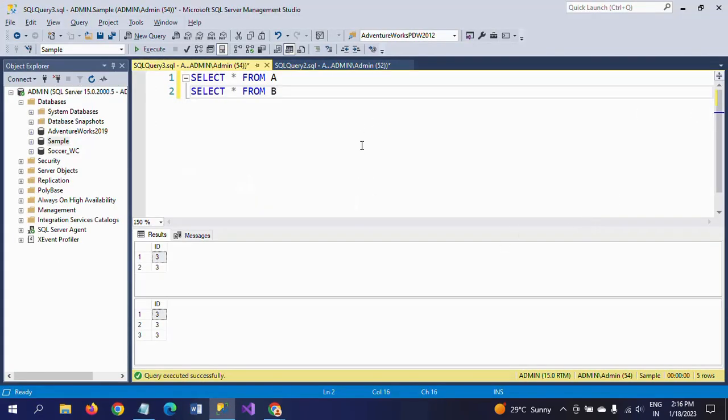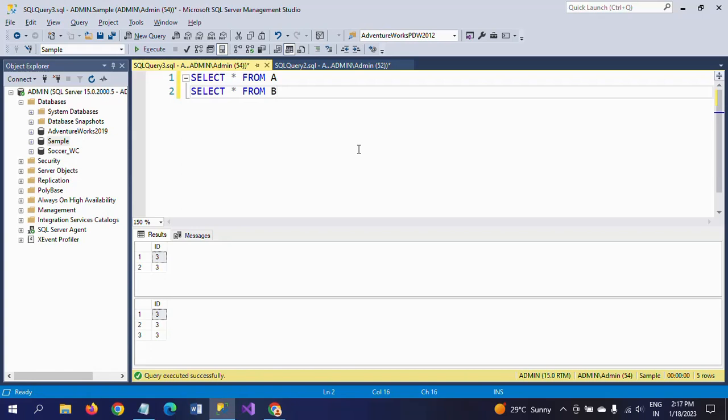So here I have two tables, A and B. It contains only one column, and 3 is the value. In A it is 2 rows and in B it is 3 rows. Both have the same value, value 3.